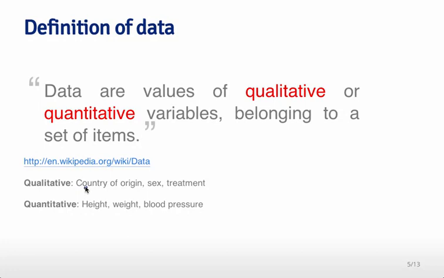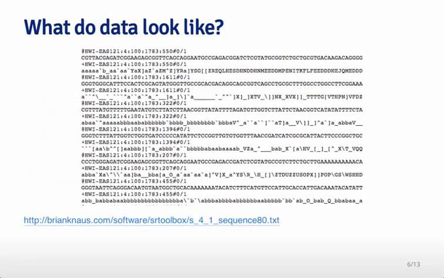So qualitative variables are things like country of origin, sex, or treatment. They're not necessarily ordered, and they're not necessarily measurements in that way. Quantitative measurements, on the other hand, are usually measured on a continuous scale. They're things like height, weight, and blood pressure, and they usually have an ordering on that scale.